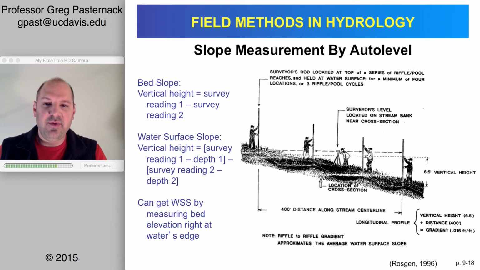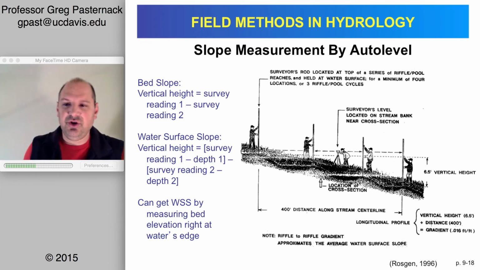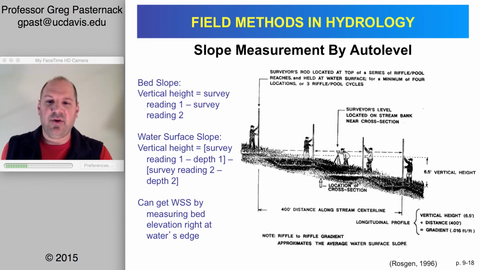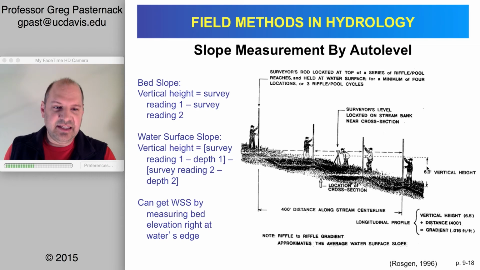And so the bed slope is the height difference. You take your survey reading 1 and survey reading 2 and take the difference between those two. Don't worry about the sign, just the difference. And in this case, it's showing 6.5 feet as that vertical height difference.